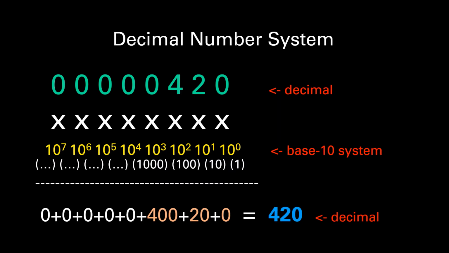So decimal is just a normal sort of number system. Starting from the initial string of characters, we get a final value using this calculation process. And this is how the decimal number system works.